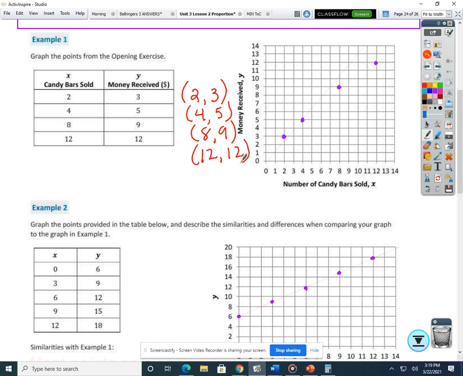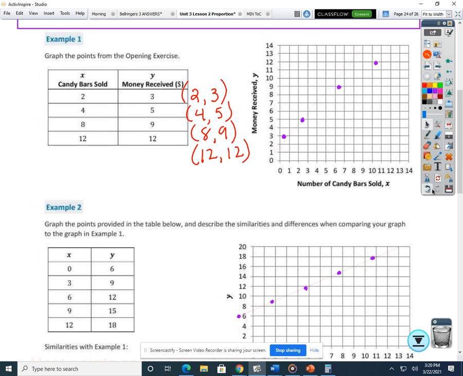All right. If I plot each of these on my graph here, the first one I come across 2 and up 3, the second across 4 and up 5, the third across 8 and up 9, and the last one across 12 and up 12. Now, these do look almost like they would form a straight line, but as you put your straight edge up to it and try to get that to come through, you are not able to draw a straight line that all of these pass through.